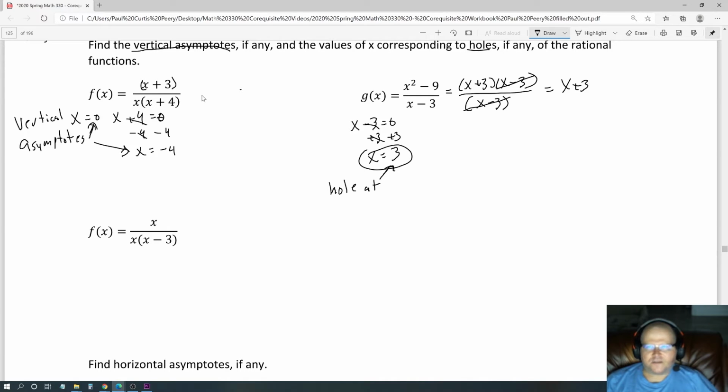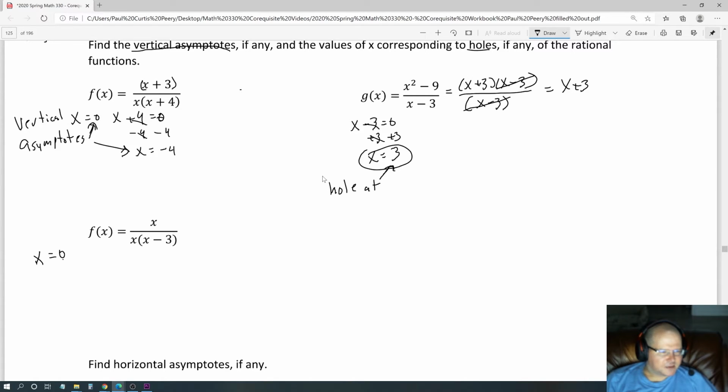And we wanted the x value of the corresponding hole. If you want to find the y value, we just plug, well, let's just leave it that way. We don't want to do a limit. Okay, so that's how we figure out a hole. So if it doesn't cancel out, we have a vertical asymptote, and if it does cancel out, that leaves us a hole. Okay. And you can have a combination.